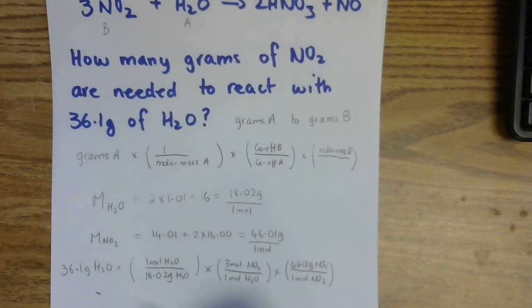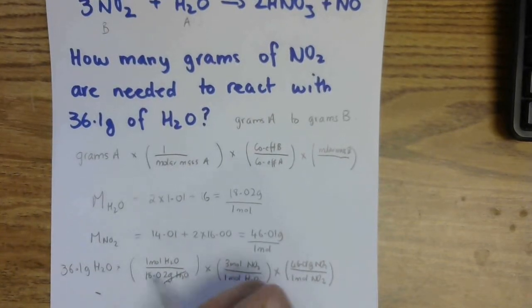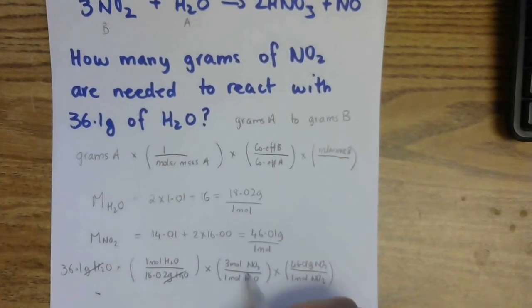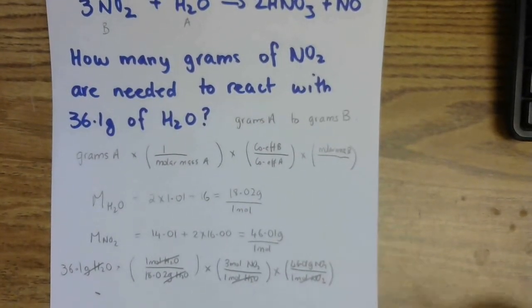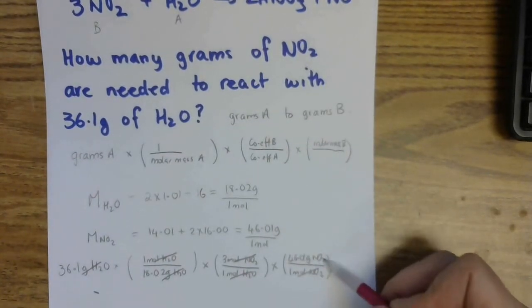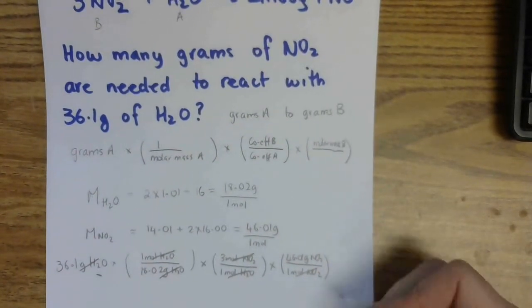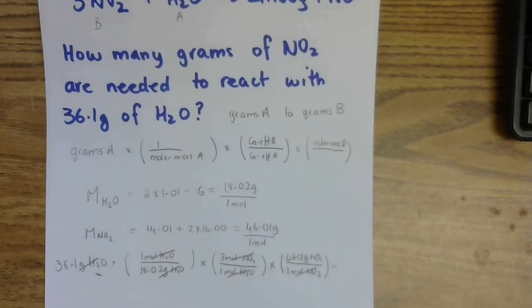And what I'm going to do now is just check that my units will cancel out. Grams of water goes, grams of water goes. Moles of water goes. Moles of NO2, moles of NO2. And it leaves me with what I want, which was grams of NO2. Now I can go ahead and put that into my calculator and be confident.